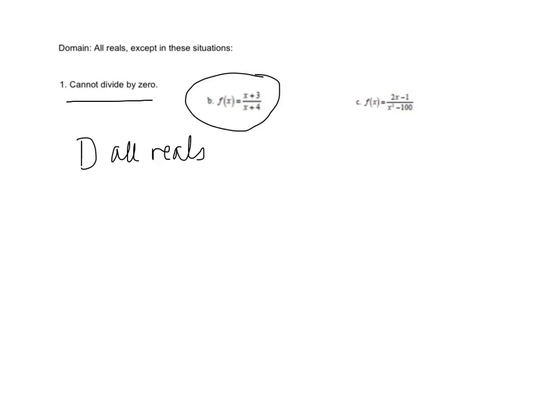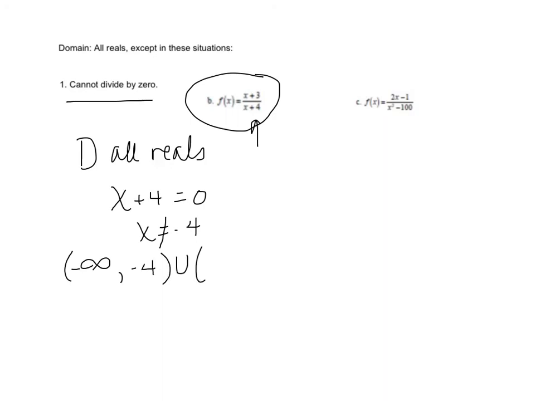And why the denominator but not the numerator? Well, because you cannot divide by 0. So x plus 4 equals 0, x is -4. That means the domain will be all reals except for -4. If you're writing that in interval notation, you would go negative infinity to -4, not including, and then from -4 to infinity. That's interval notation.